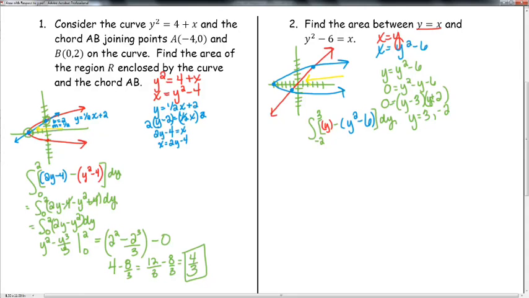That's all in terms of dy. So we have the integral from negative 2 to 3 of y minus y squared minus 6. That's all times dy. So we're ready to take our antiderivative. So this gives me y squared over 2 minus y to the third over 3 minus 6y. And that whole thing is being evaluated from negative 2 to 3.